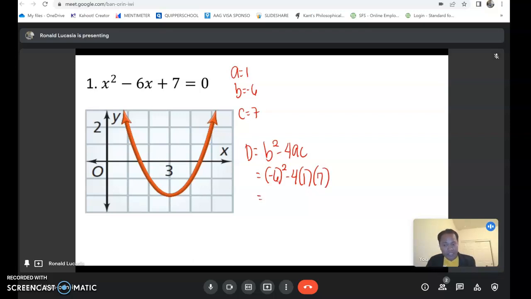So negative 6 times negative 6 is 36. Negative 4 times 1 times 7 is negative 28. 36 minus 28, that will give us positive 8. Since 8 is positive, therefore this one has two real solutions. That's why the graph intersects the x-axis twice.